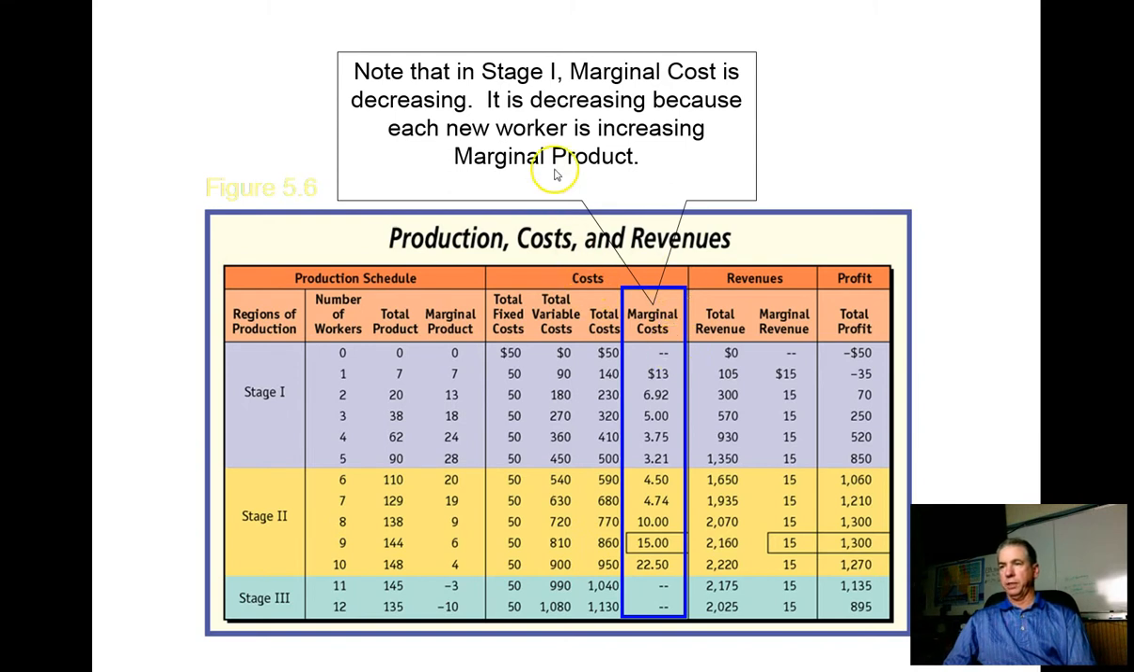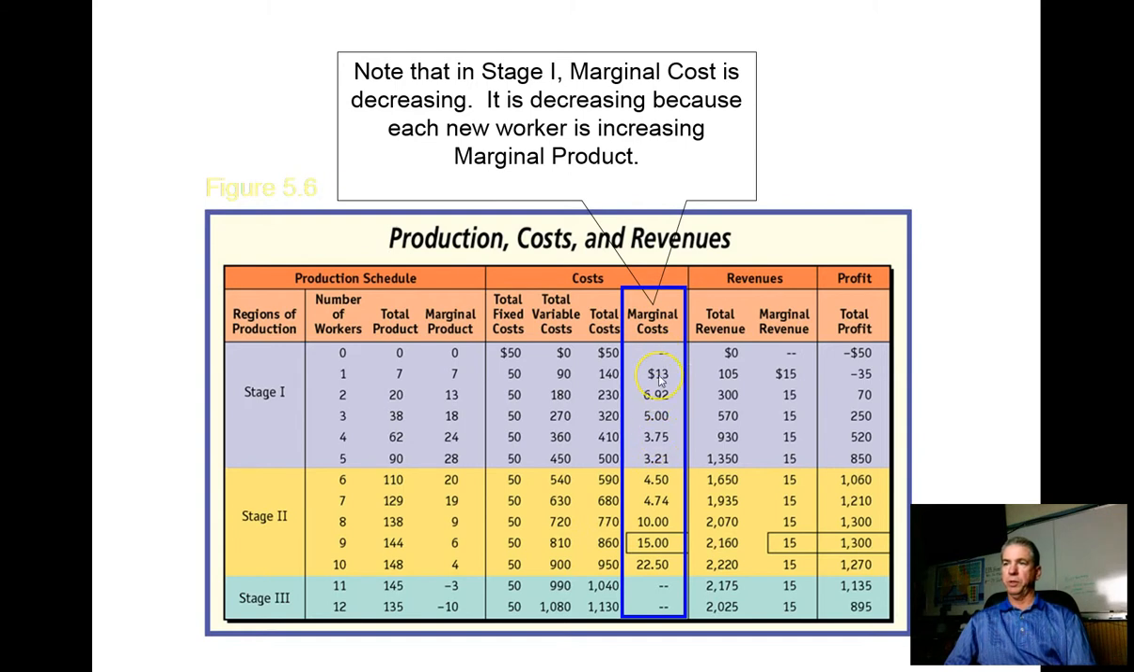Now, important to note that in stage 1, look what's happening to marginal cost. The marginal cost, $13, $6.92, $5, $3.75, decreasing in stage 1. So at the same time, marginal product is increasing. This increase is decreasing the marginal cost. It is decreasing because each worker is increasing marginal product. So output is increasing, which then is driving down the marginal cost per product. And then you'll see in stage 2 that marginal cost begins to increase. And that's going to become important because we are looking for a little magic section, give you a little preview. You can see some of these highlighted numbers here that's going to tell us where to hire in stage 2.